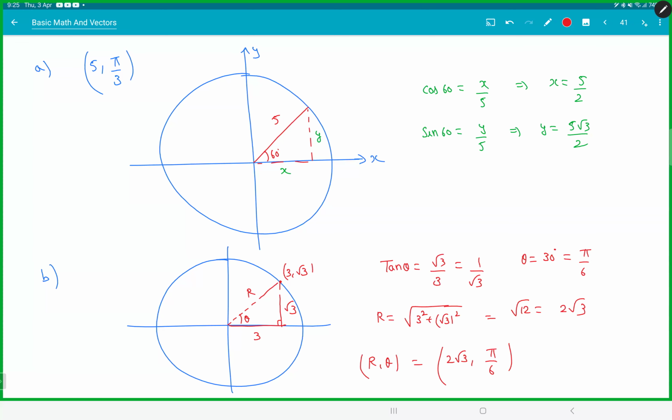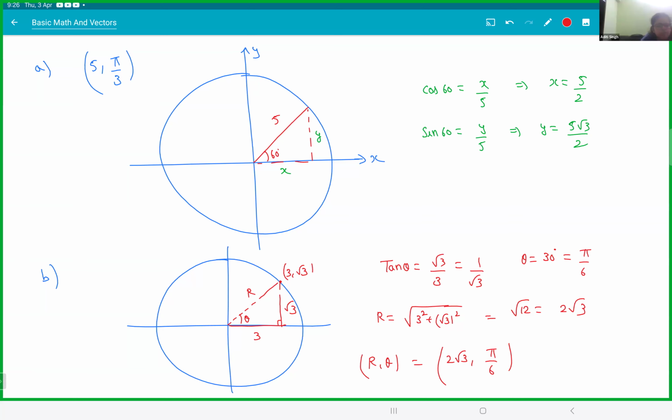Understood what we did? That is how you do it. You put a circle, put the point 3 comma root 3 on that, get the radius, get the angle. Any doubts on this? This is how you convert polar to Cartesian or Cartesian to polar. You get both of them. Any doubts on this page?